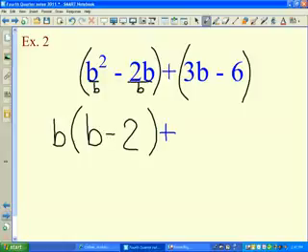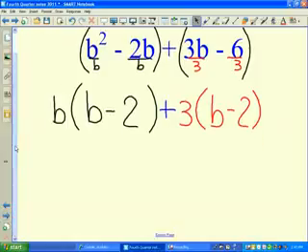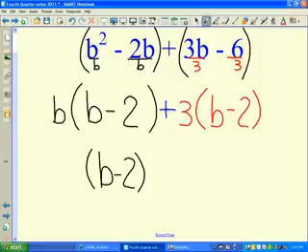I have a plus sign, bring that down. Now my greatest common factor for 3b minus 6 is 3. And I'm dividing everything here by 3. So 3b divided by 3 is b. Bring down my minus. Then 6 divided by 3 is 2. What do you notice? Hopefully you said that inside the parentheses is exactly the same. So that's my greatest common factor for that expression.